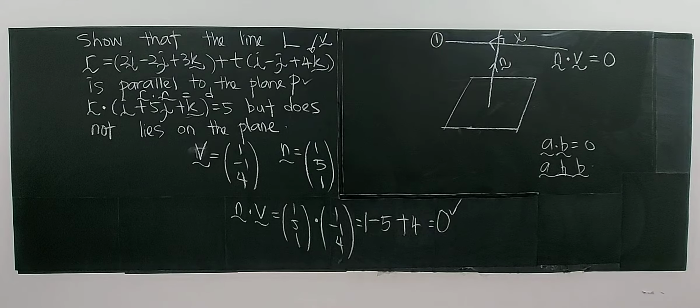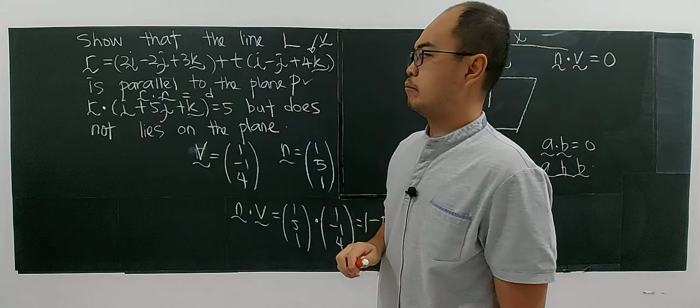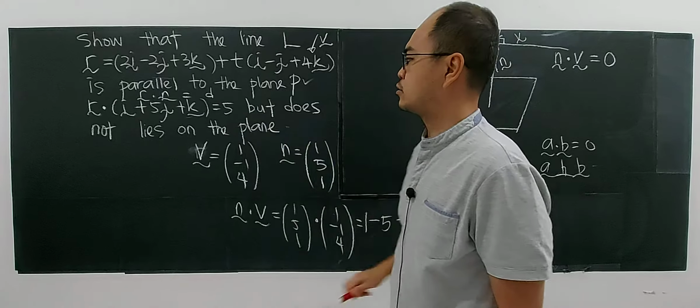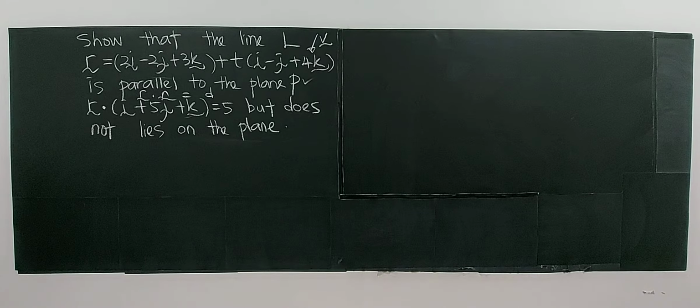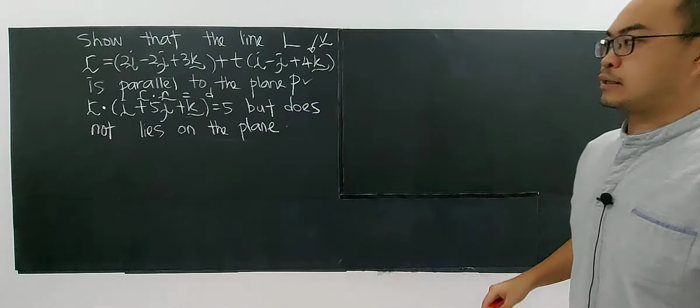Okay, I have shown that the line is parallel to the plane, but I have to show also that the line does not lie on the plane. Does not lie on the plane, very simple, okay? I'm going to explain to you. Just now we have already shown that the line is parallel to the plane, but does not lie on the plane.